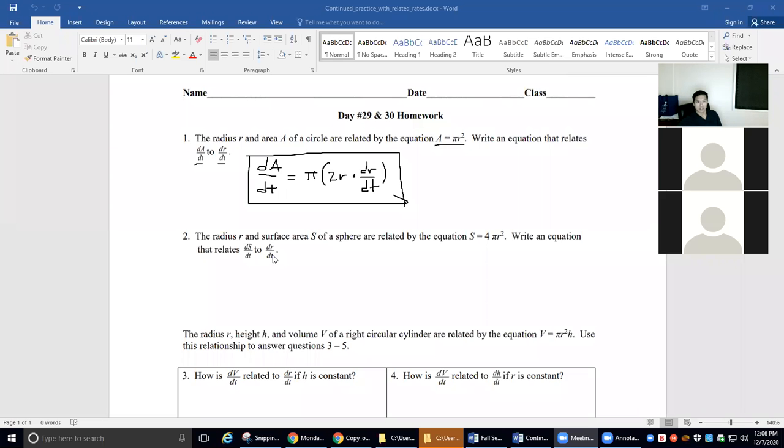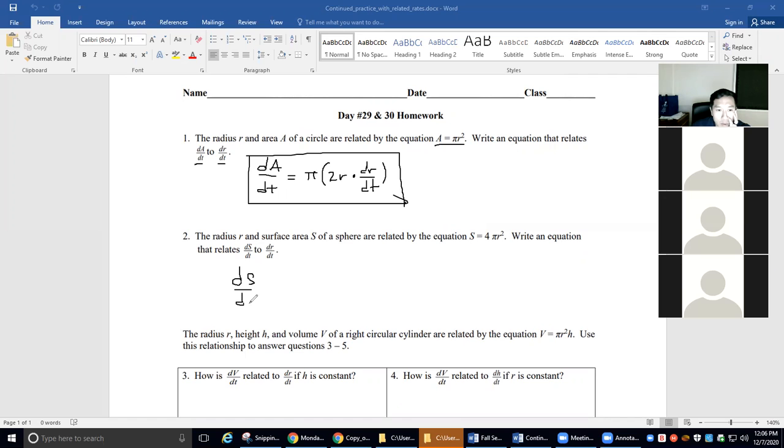Answer to this. What is the derivative of S equal to 4 pi r squared that relates dS/dt to dr/dt? dS over dt equal 4 pi, 4 pi, parentheses, 2r, times dr/dt. Correct, Ian.